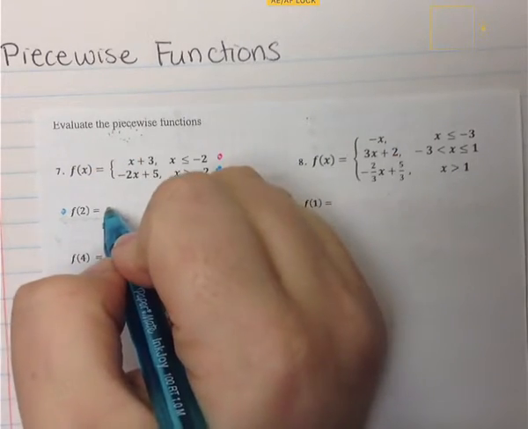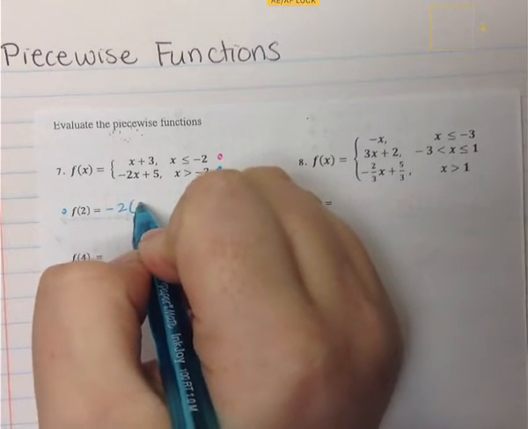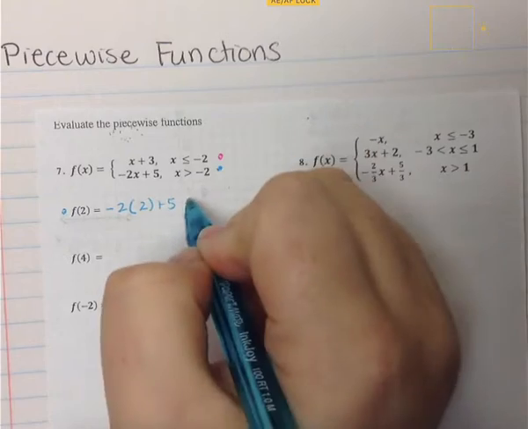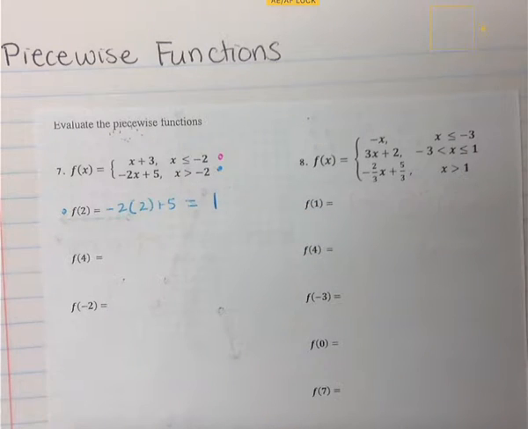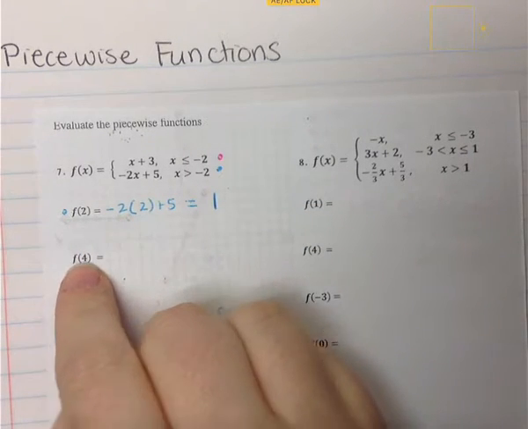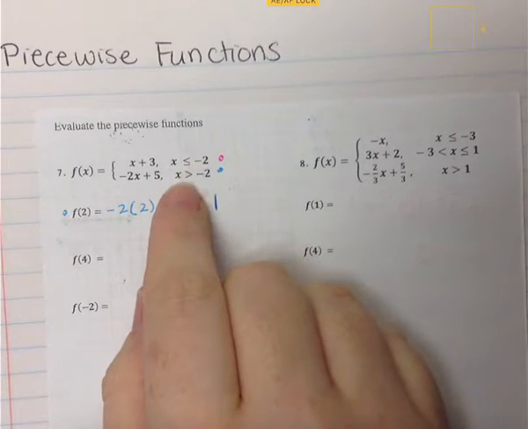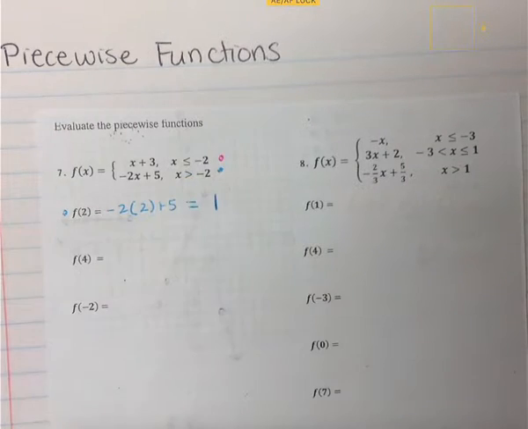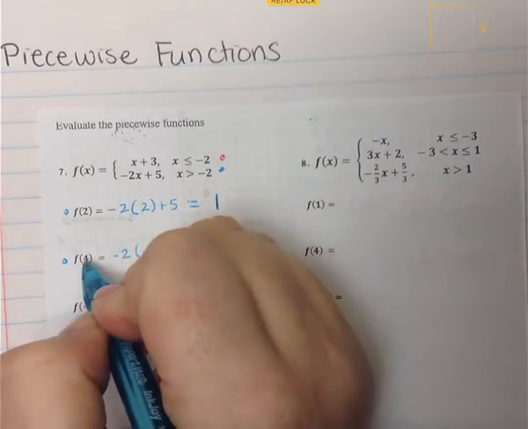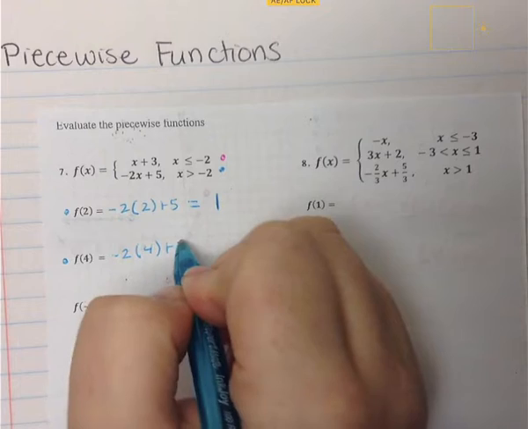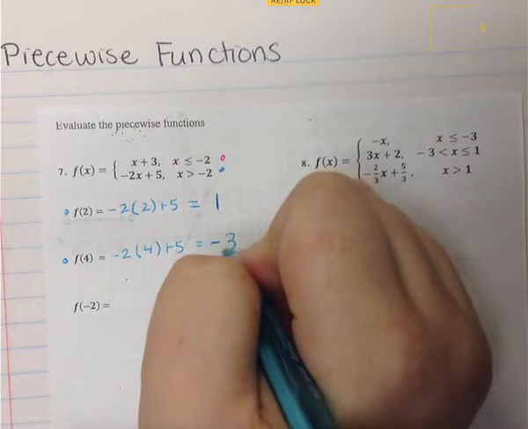So we would write this as negative 2 in that blue equation, parentheses, the positive 2 that we want to plug in, plus the 5. So that will equal a positive 1. So f of 2 would equal a positive 1. With f of 4, is 4 less than or equal to negative 2? No. Is 4 greater than negative 2? Yes. So this will also go to that blue equation. So we would write out negative 2 parentheses, but this time we're putting in the 4, close parentheses, plus 5. So that will be negative 8 plus 5, which is negative 3. So that would be our evaluating of it.